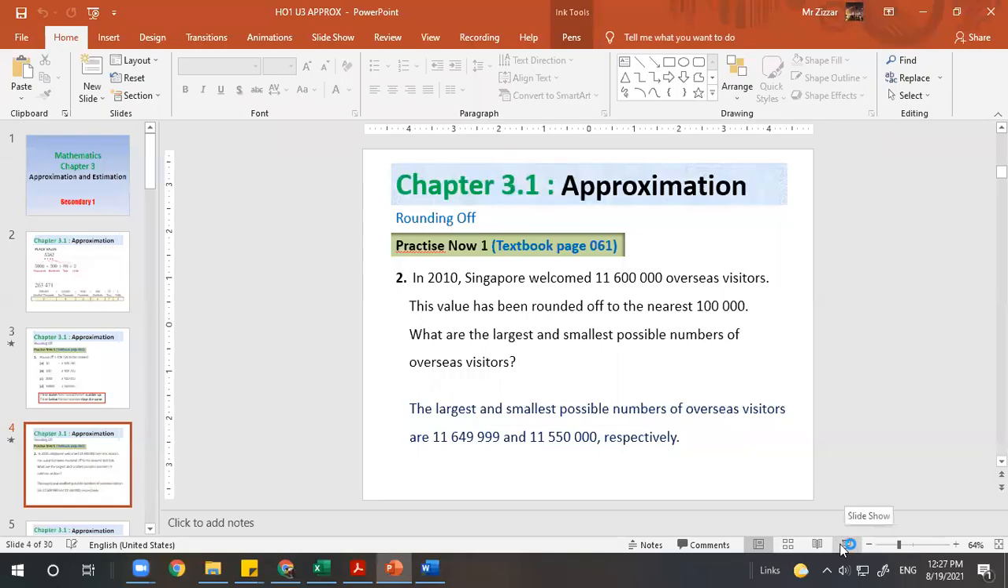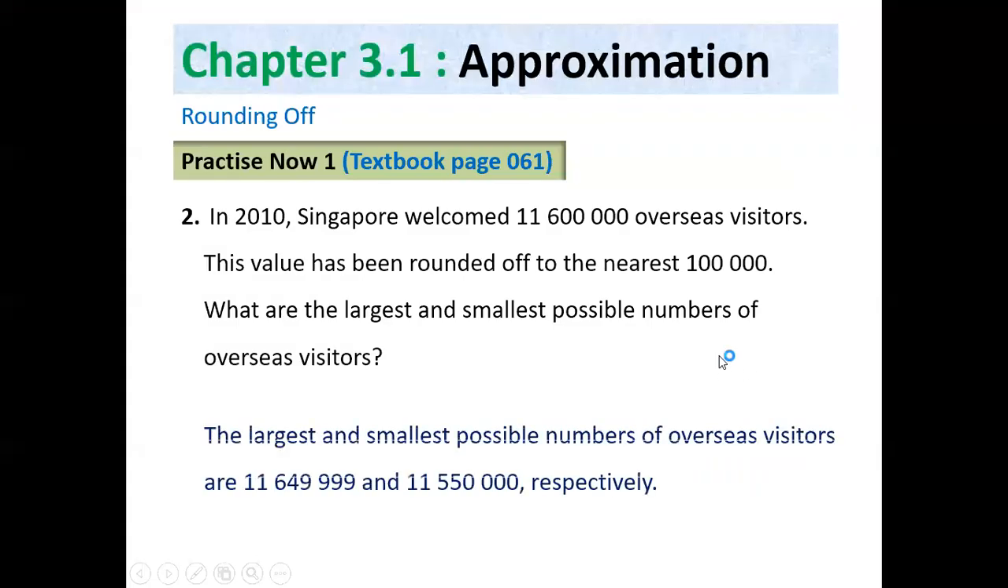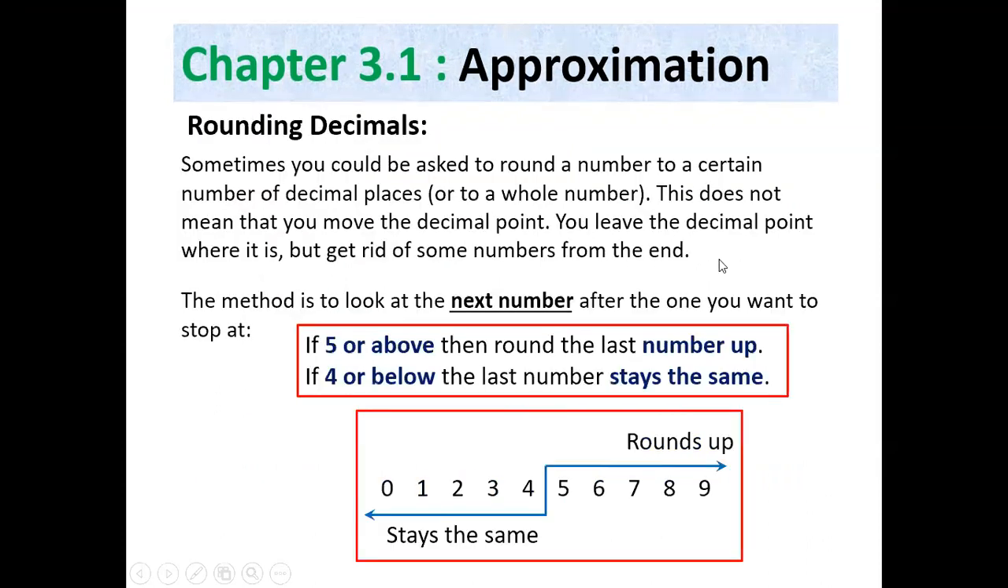So there will be the answer. It's given, right? So the smallest and largest possible are 11,649,999 and 11,550,000 for the smallest. Okay, now here is the rounding understanding. So this is the idea.